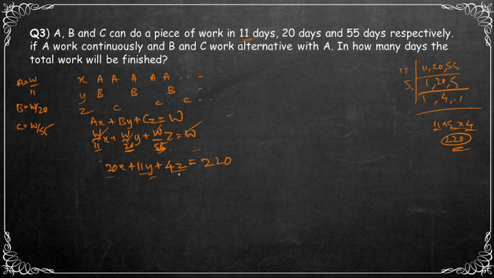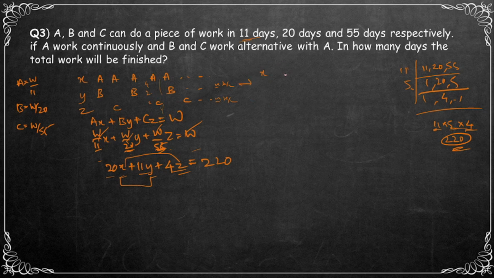Now we need to eliminate y and z in order to find x. So how do we find the relation between y and x, and z and x? Generally, y is almost equal to x divided by 2, and z is almost equal to x divided by 2, because if you see, for 4 days, A has worked for 4 days, B has worked for 2 days, and similarly C has worked for 2 days. It is almost equal to x divided by 2.